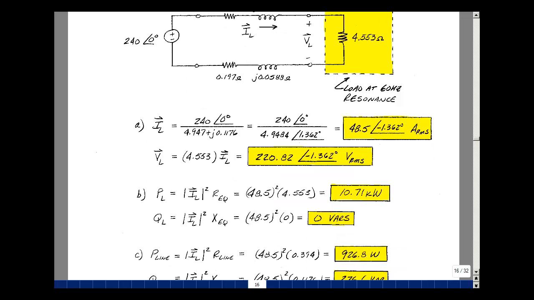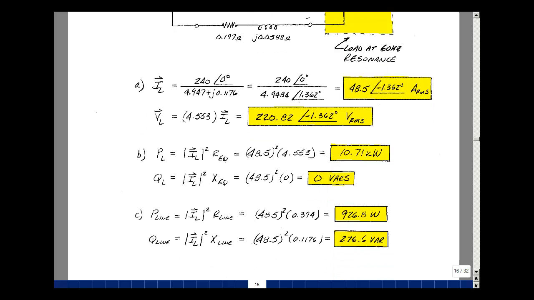Let's calculate the power absorbed by the load, the real part, and then the imaginary part. So here's our real power. It's going to be the magnitude of the current squared times the equivalent resistance, which is now 48.5 amps squared times 4.553. So 10.7 kilowatts. We actually have more power now in the load, and this represents what the motor can do in terms of work. The reactive power is the magnitude of the current squared times the reactance, but that's equal to 0, so the overall reactive power is 0 vars.